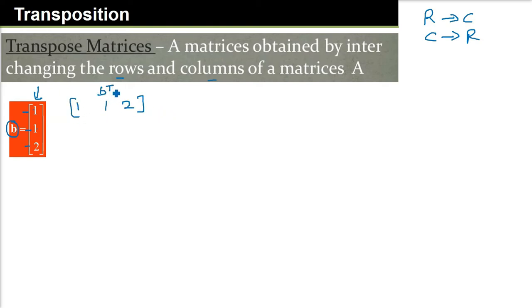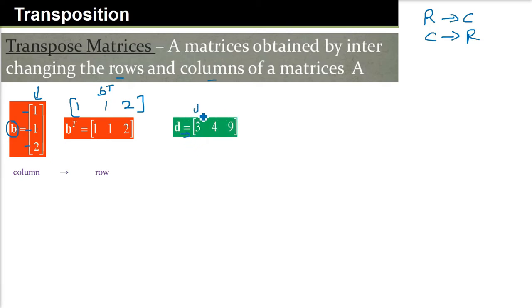So B raised to the power t. What you have done is you have changed the column into a row. Now you have a matrix like this, only one row and 3 columns. So this is called a row matrix.